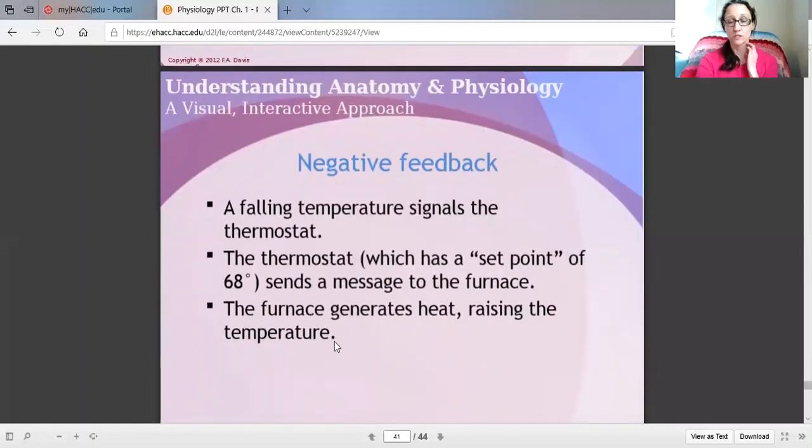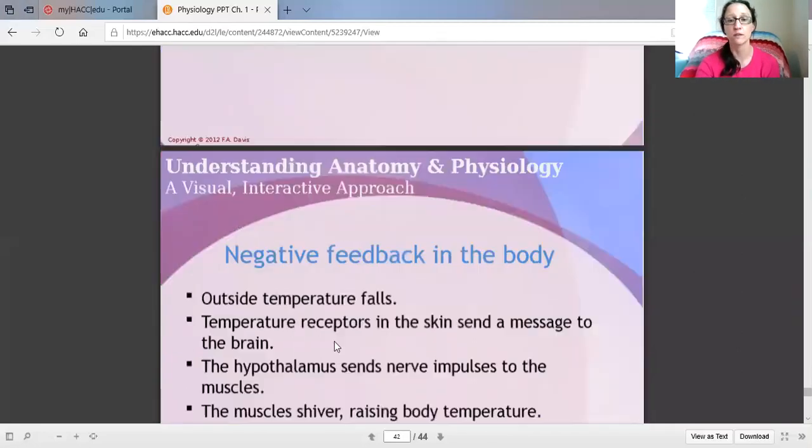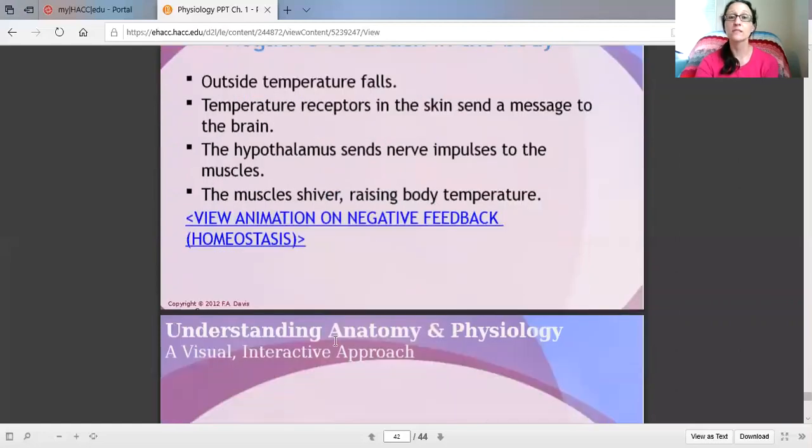Negative feedback we just talked about. You can read these slides if you wish. It's the same thing that's on page 13 in your textbook. There is an animation on Davis Plus about negative feedback. So again, if you have the book and you have the code, you can go on, set up your account, and you can do all of the review information, or all of the animations and all of the review questions that are on there for this chapter, because you'll have a student account.